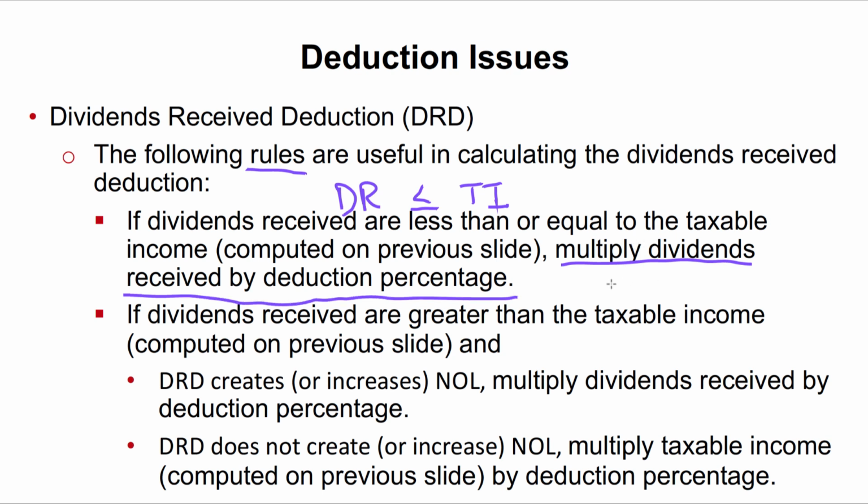If the dividends received are greater than taxable income, then it depends. It depends on one of two possibilities, okay? Think of it like a decision tree. If the DRD creates or increases an NOL, we're going to multiply the dividends received amount, the DR amount, by the percentage. But if the DRD does not create or increase an NOL, we're going to multiply the taxable income, the taxable income limit, by the percentage.